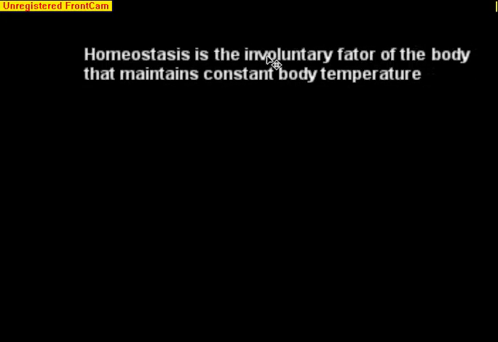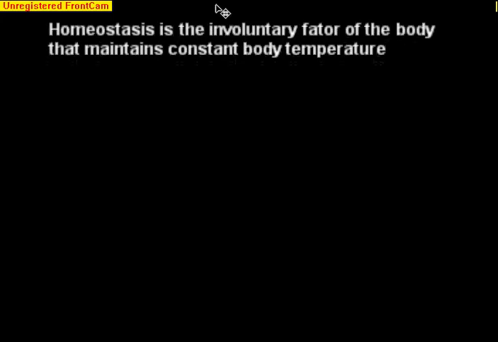So now let's dispel some common misconceptions. One common misconception is that homeostasis is the involuntary factor of the body that maintains constant body temperature. And you may be scratching your head thinking, well, didn't we just review how the body maintains constant temperature because it's necessary for survival? And didn't you just use this as an example of homeostatic regulation? And that's true. An example of homeostatic regulation is thermal regulation, but it's an example, and not all organisms exhibit this intrinsic form of homeostasis.